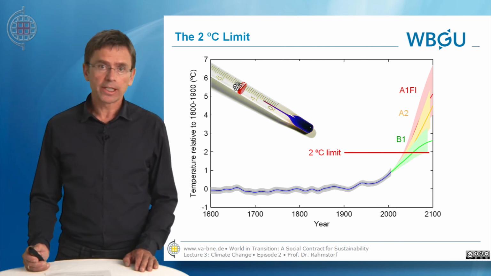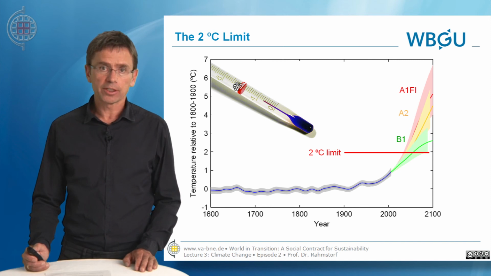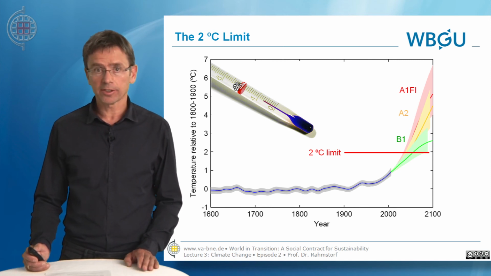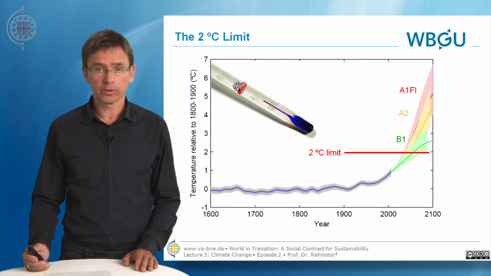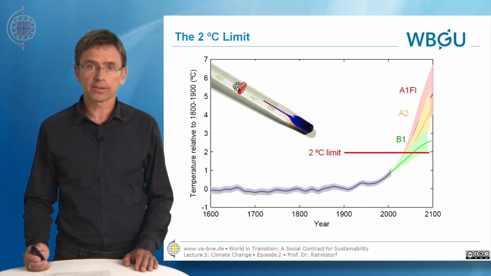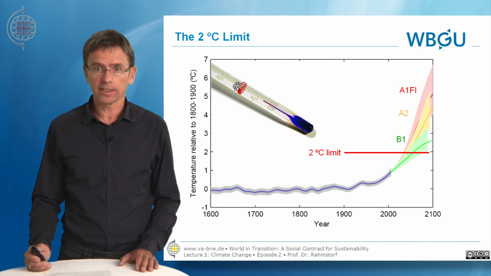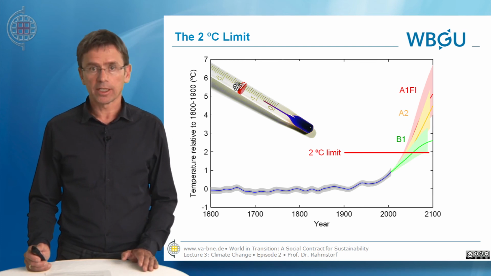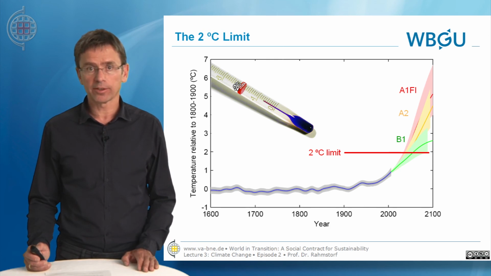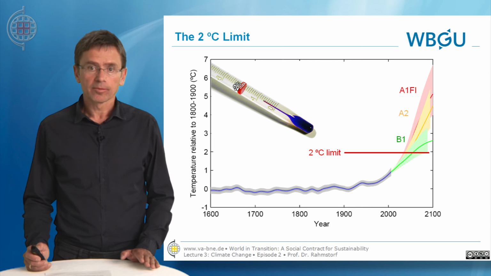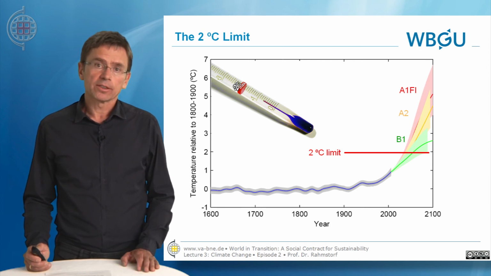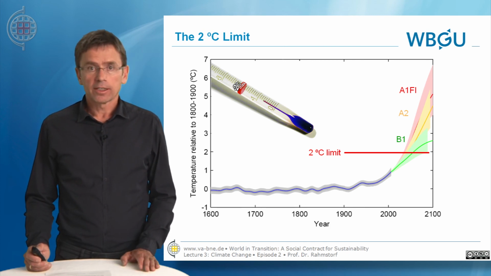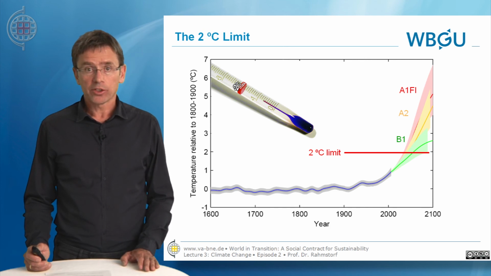And this 2-degree limit was adopted by the European Union already in the 1990s as its policy target, and the European Union has also succeeded to reduce its emissions somewhat in the last decades. And the 2-degree limit was adopted by the world community, the nations of the world, at the Cancun Climate Summit in the year 2010. Now, we already mentioned that sea level rise is probably going to be a major issue even if we limit warming to 2 degrees.